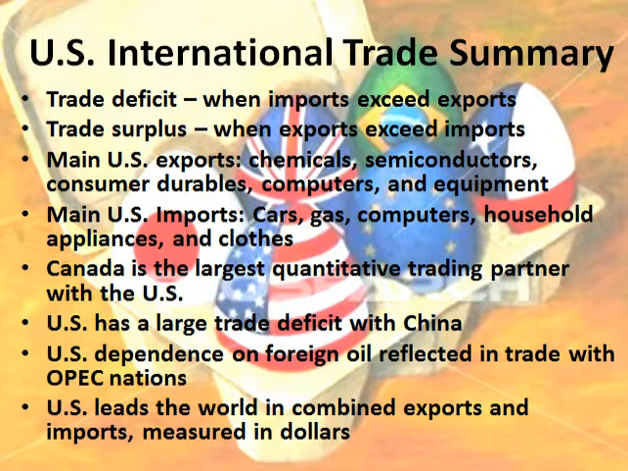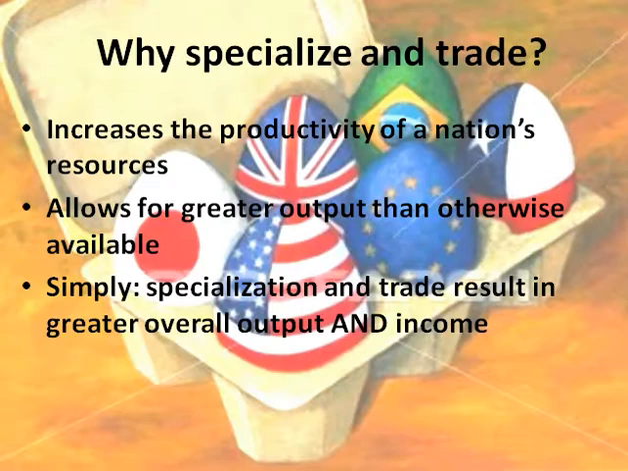The last time I looked at the statistic, China was sitting at number 4 in terms of volume of trade with the U.S. We have a large trade deficit with China, and our dependence on foreign oil is reflected in our trade with OPEC nations, and we in the United States lead the world in combined exports and imports measured in dollars. So why do nations trade?